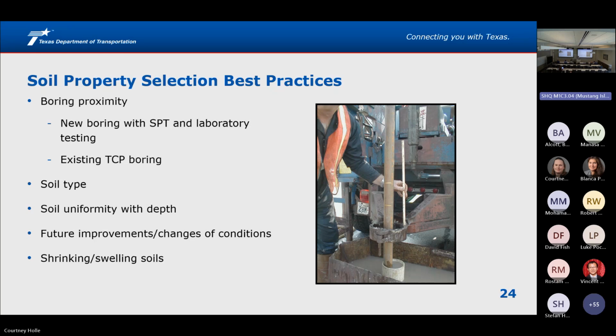as I mentioned before. I might also look at future improvements or change of conditions. So, if I'm in a drainage channel that might erode, or if a future widening might change the exposure height, that might be something to consider. Also looking at shrinking or swelling soils. So if there's issues like that, maybe the disregard depth needs to be a little bit deeper. So there's still some analysis or some discernment that needs to be had regarding how to approach these things.